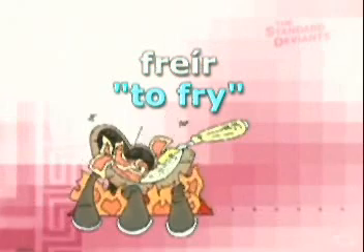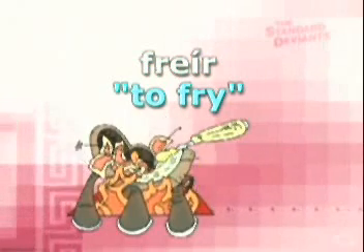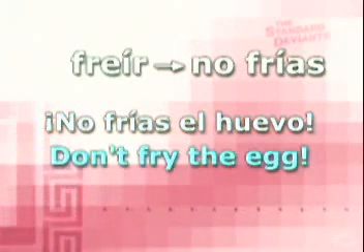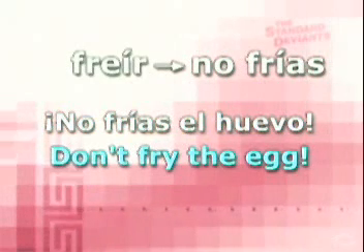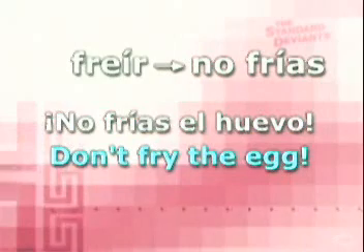Take a look at the verb freír, which means to fry. Now say you want eggs with your bacon, but you don't want your egg fried. You take the yo form of freír, which is frío. Yep, it's irregular, but that doesn't matter. We just knock off the O and add AS. No frías. No frías el huevo. Don't fry the egg. If you were asking more than one person not to fry the egg, you'd say, no friáis, of course. So that's the deal for normal, positive, and negative informal commands.